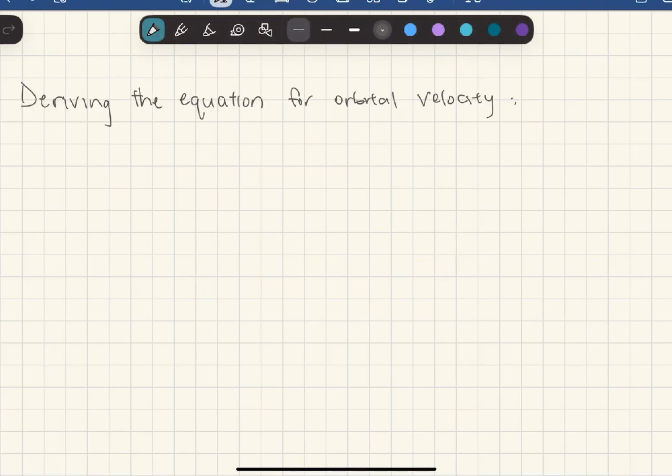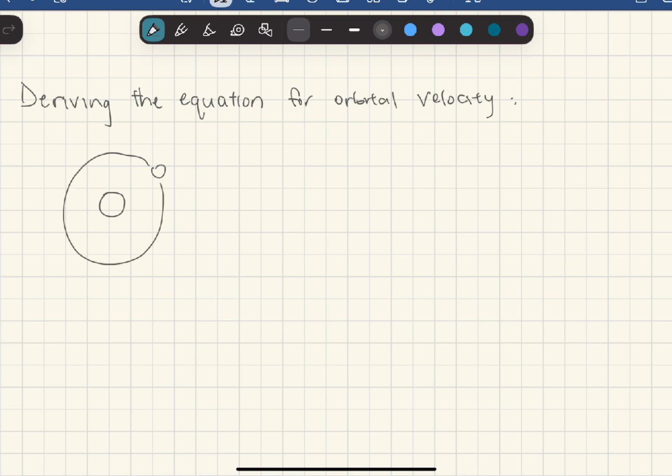So let's start with deriving the equation for orbital velocity, which I've seen a lot of questions ask for. The first thing that you do when you see deriving the equation basically means that you have to find two equations that are equal to each other and try to isolate a variable, which in this case would be orbital velocity. Orbital velocity would be the velocity that an object is traveling in orbit. So let's think about this. If there's a planet and an object is in orbit around it, what forces are acting on this object?